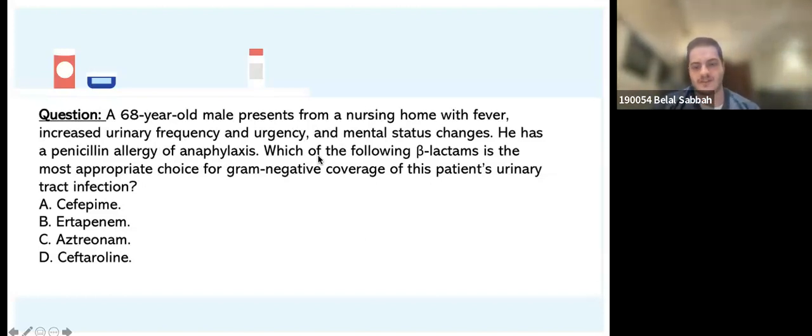C. Okay, one person says C. Any other options? Or we all agree it's C? Okay, two people saying it's C. All right, so yes, it is C. Now, can anyone tell me why? Why did we choose C here?